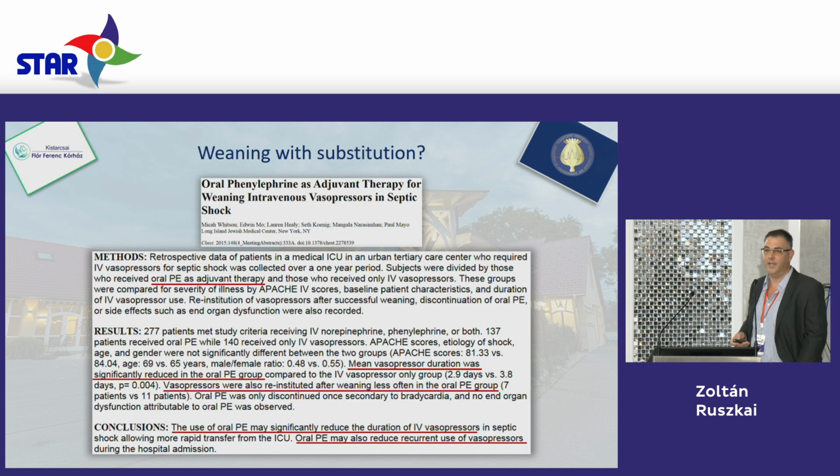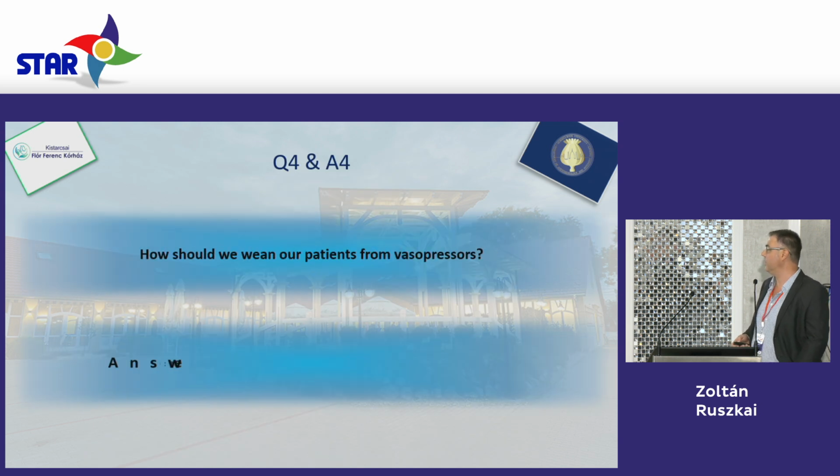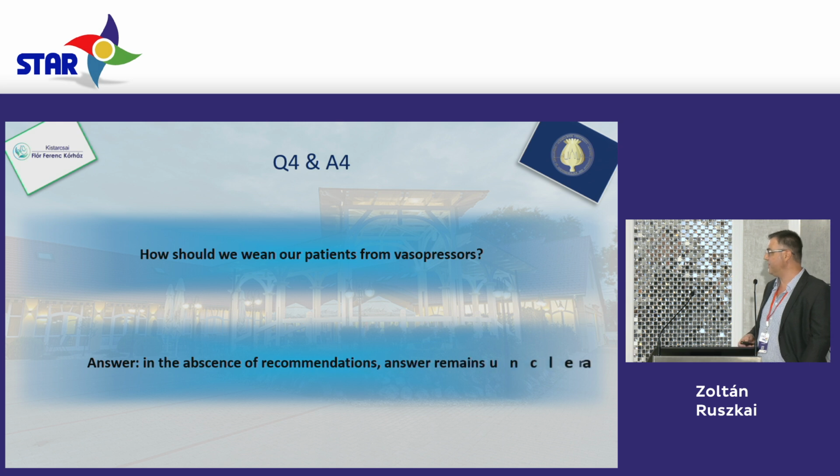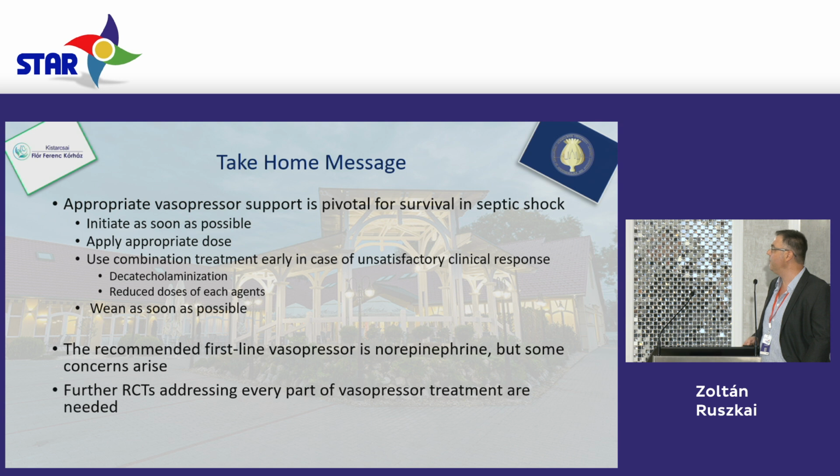And it's interesting, I don't know whether anyone tried it, an oral epinephrine as adjuvant treatment during the weaning. It's interesting, but I don't know where we are now. So how should we wean our patients from vasopressors? In the absence of recommendations, the answer remains unclear, and further research is needed, I think so. The take-home message: use vasopressors appropriately, initiate as soon as possible, apply appropriate dose, use combination, wean as soon as possible, and the recommended first-line vasopressor is norepinephrine, but some concerns arise. Thank you very much.